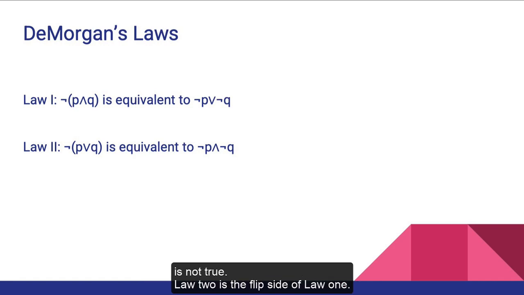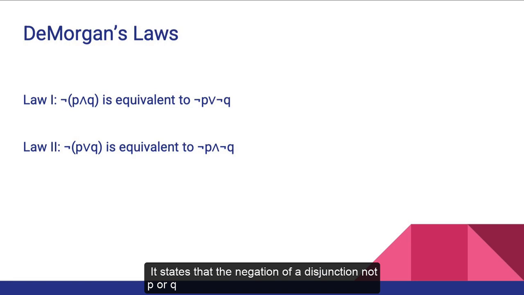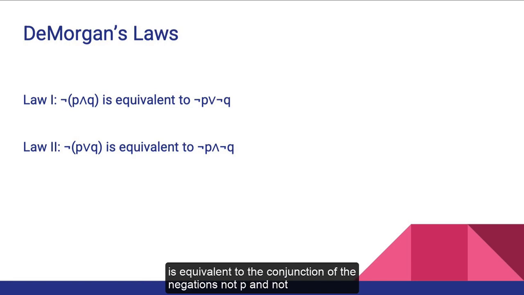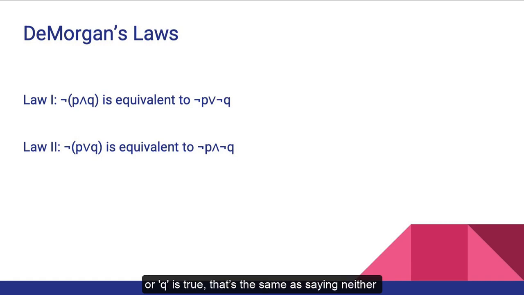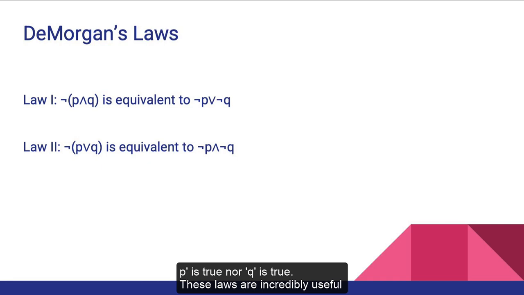Law 2 is the flip side of Law 1. It states that the negation of a disjunction, not (P or Q), is equivalent to the conjunction of the negations, not P and not Q. So, if you're negating a statement that says either P or Q is true, that's the same as saying neither P is true nor Q is true.